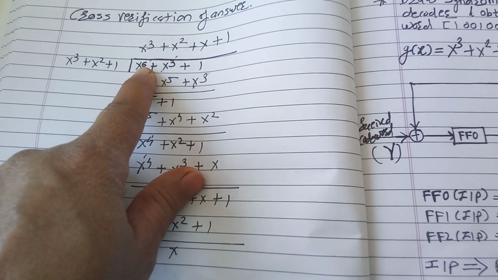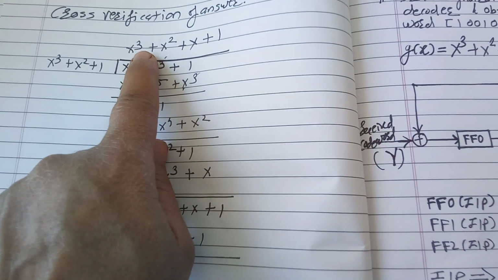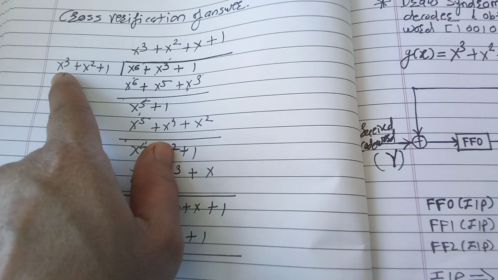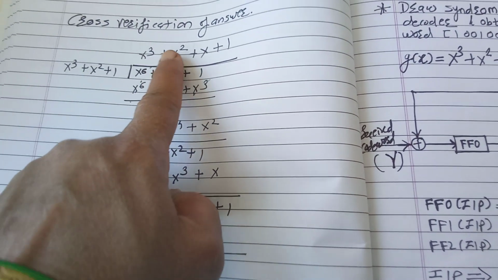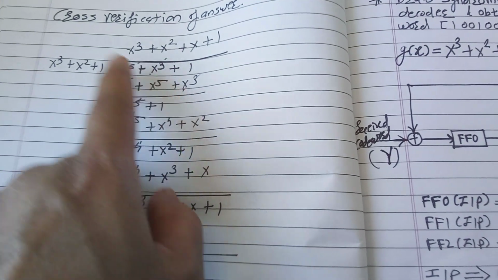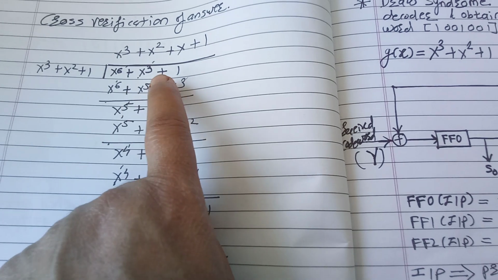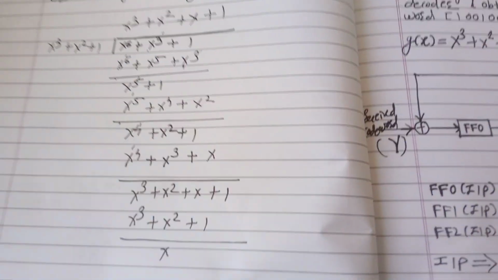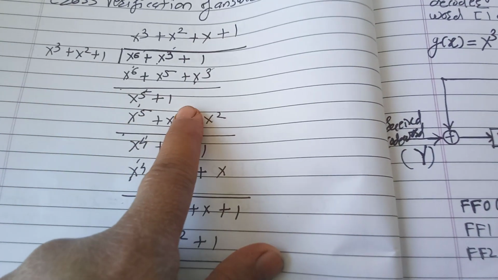So the first division will be x^6 by x^3 is x^3. x^3 is the first part of the quotient. So x^3 you have to multiply with all this. So x^3 into x^3 is x^6. Then x^3 into x^2 is x^5. x^3 into 1 is x^3. Similarly, x^6 gets cancelled out, and x^3 gets cancelled out because 1 plus 1 is equal to 0. The remaining is x^5 plus 1.